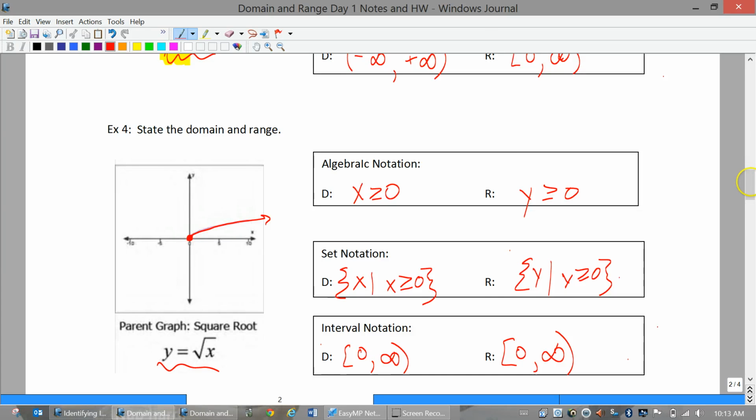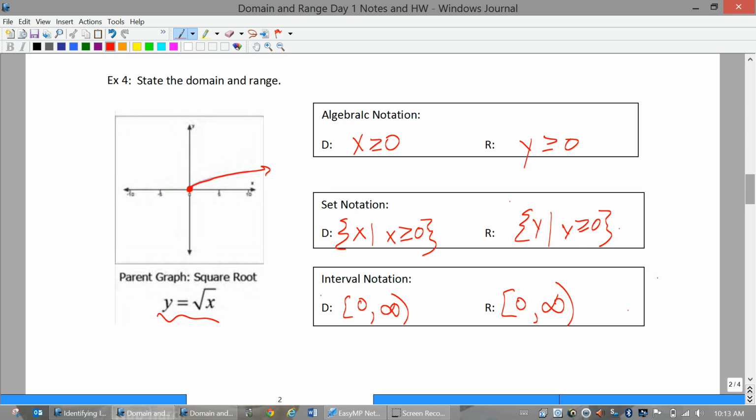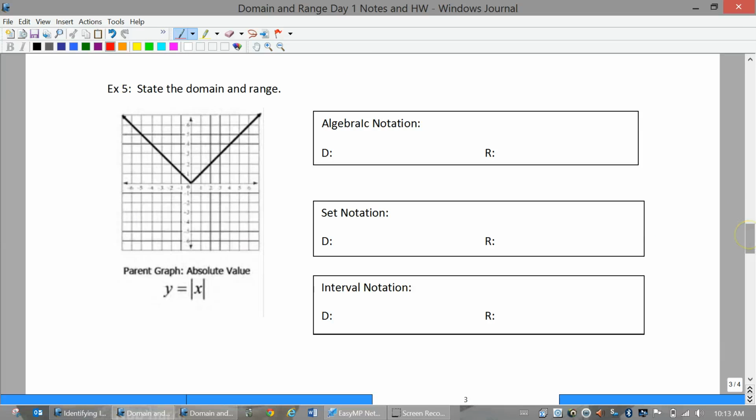Look at another one. Did you guys get that down? Sorry, I pulled it off too fast. And this graph looks like so, if I were to trace it better.